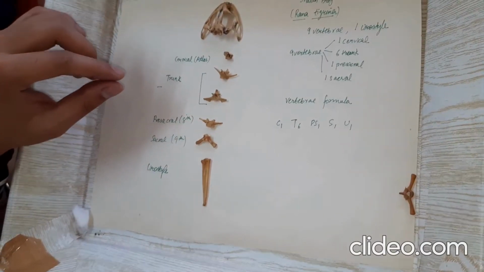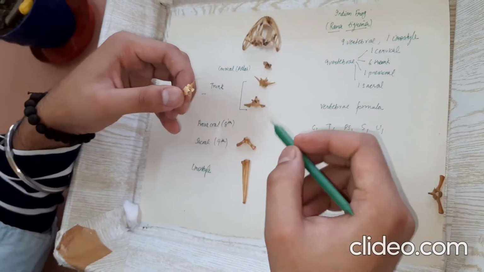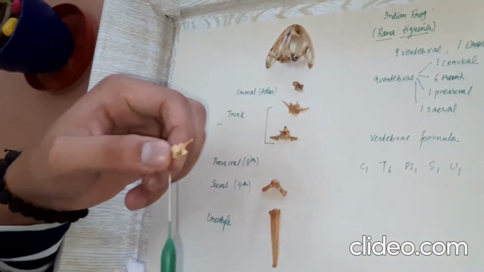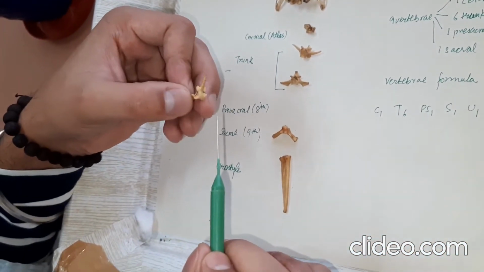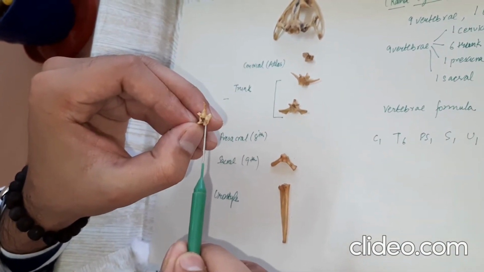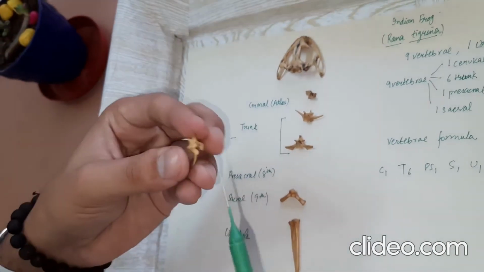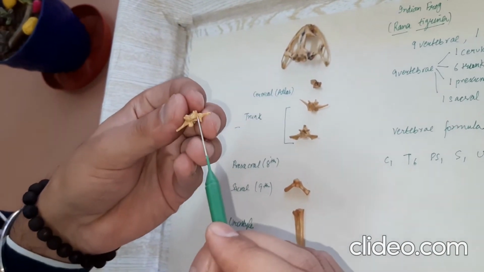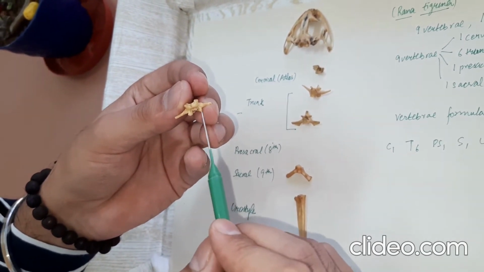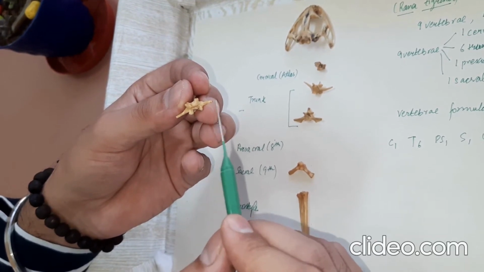Next vertebra is presacral, that is the 8th vertebra. It is just like the trunk vertebrae, but the difference is the centrum is amphicoelous, that is, it is concave at both ends. You can see it is concave at this end and also concave at this end. And all processes are the same. This is prezygapophysis, this is postzygapophysis, and this is the neural spine, and these are transverse processes.